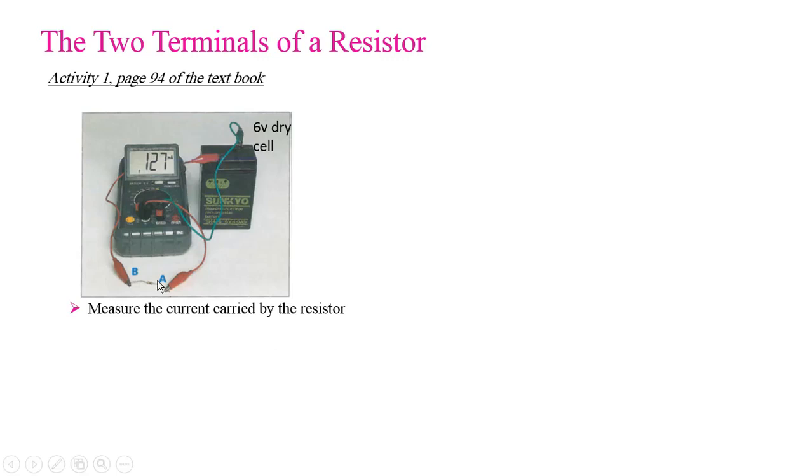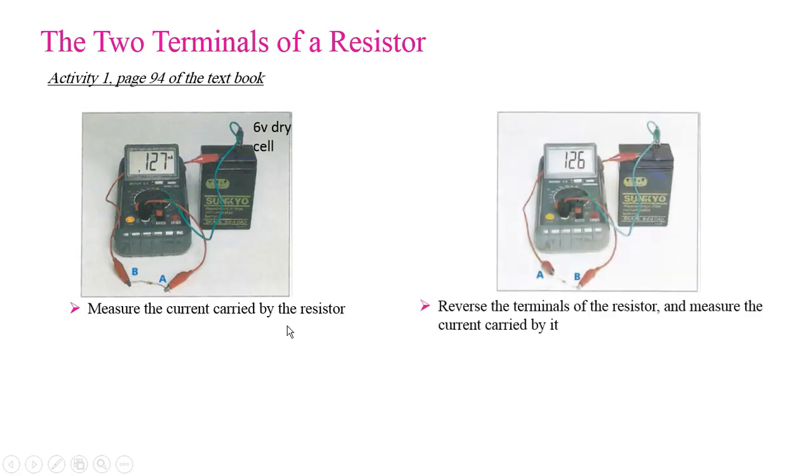In this activity, we will measure the current carried by a resistor having the two terminals A and B, connected to a 6-volt dry cell by using an ammeter. The value read by the ammeter is 127 milliamperes. Now, we will reverse the terminals of the resistor and measure the current carried by this resistor again.